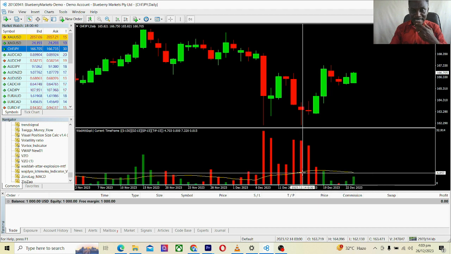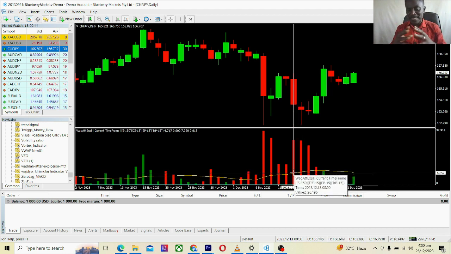So this is about the Waddah Attar indicator. It's a very good indicator, it's a very good volume indicator, and I want you to use it. But like I'm saying again, never use only one indicator to determine whether you should buy or sell, or whether it is bullish or bearish.